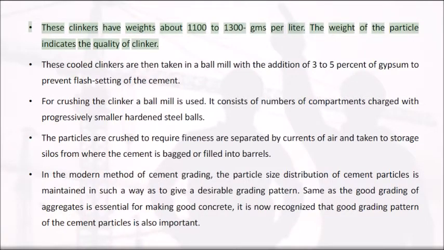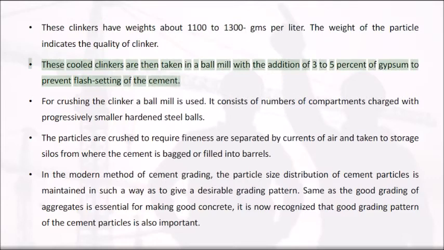These clinkers have weights of about 1,100 to 1,300 grams per liter. The weight of the particle indicates the quality of clinker. These cooled clinkers are then taken to a ball mill with the addition of 3 to 5% of gypsum to prevent flash setting of the cement.